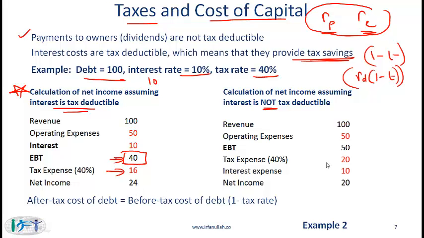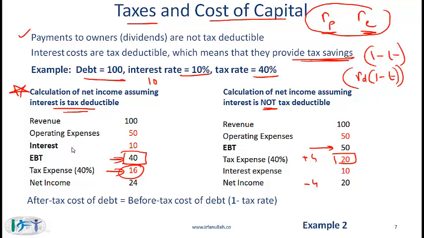On the right, we assume that interest payments are not tax deductible. So you calculate an EBT of 50. The tax expense here is 20. Notice that 20 is 4 more than the tax expense on the left. And then obviously the net income is 4 less than what we have on the left.